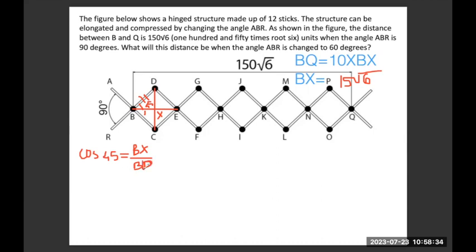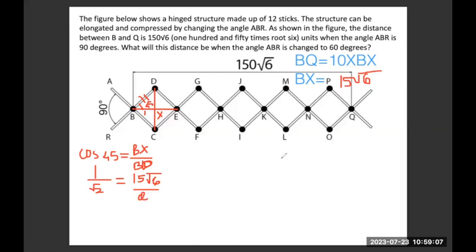This is BD. So cos of 45 is 1 upon root 2, which is equal to BX, whose value we know is 15 root 6, upon, I'm just going to write D here, okay? Instead of BD, I'm just going to write D.